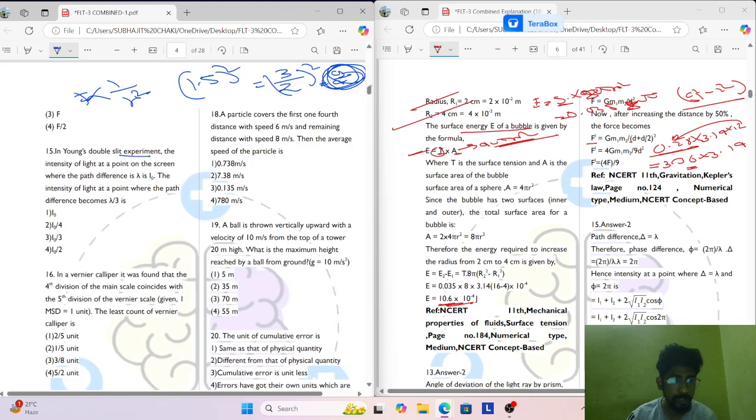In Young's double slit experiment, the intensity of light at a point on the screen with path difference lambda is I naught. The intensity of the light at a point where the path difference becomes lambda by 3.